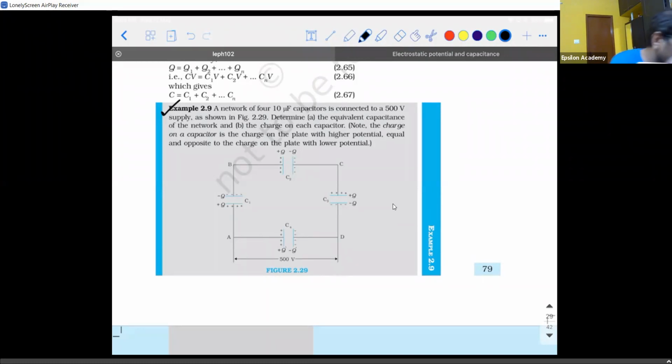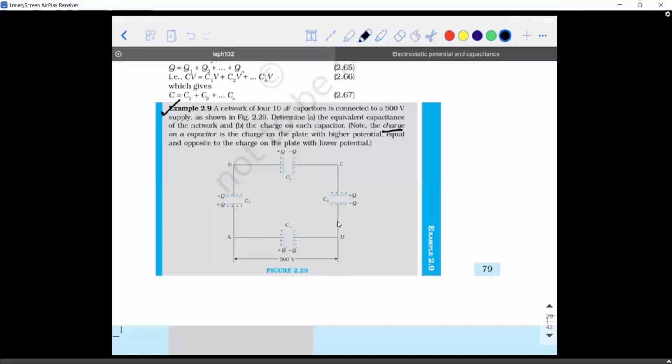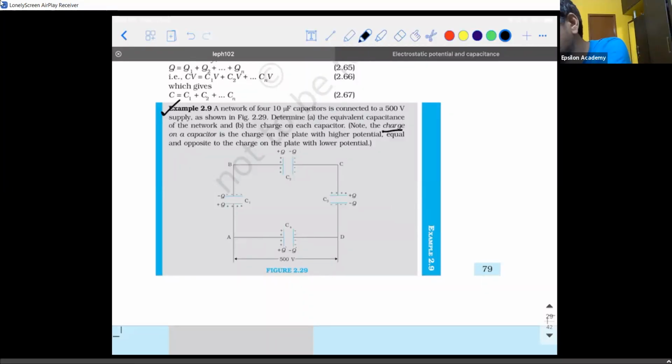Here the point that I have given is when they say charge on each capacitor, it means the value of the charge present on the higher potential plate. That is what is needed. So how do we do this? One point to be noted here, all capacitors are of equal capacitance, 10 microfarad, right? You already know the formulae for capacitors in series and in parallel, right? So here our work is to find which capacitors are in series and which are in parallel. So let's try to find it out. Which are in series?